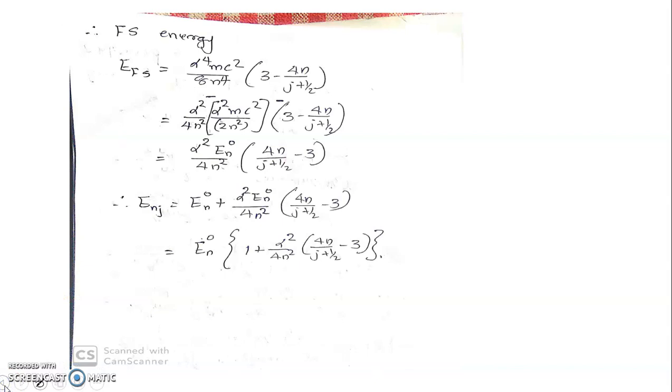Then this becomes alpha raised to 4 mc square by 8n raised to 4 into the first term. We multiplied all the terms in the numerator by 4n. 4n is here, 4n is here. Minus 3 by 4 into 4n, make it say minus 3n.